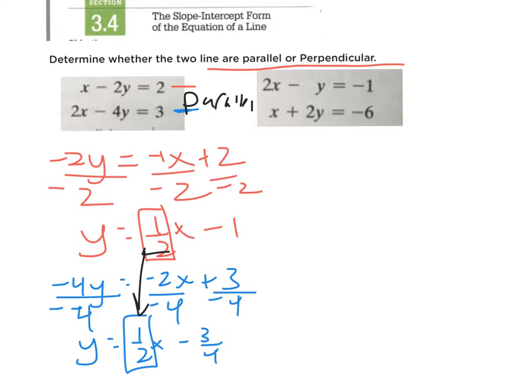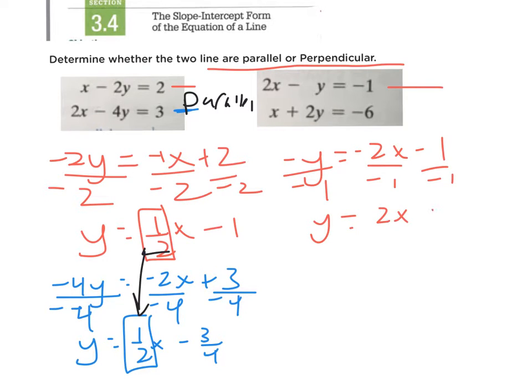Now let's do the same thing over here. I'm going to move the 2x over, but I have a negative in front of the y, so I'm going to have a negative 2x minus 1. And when I divide everything by negative 1, because I have to get the y by itself, I'm going to get y equals 2x plus 1.